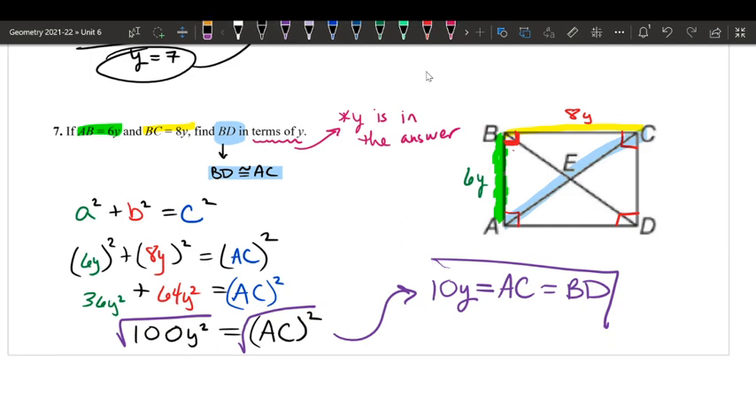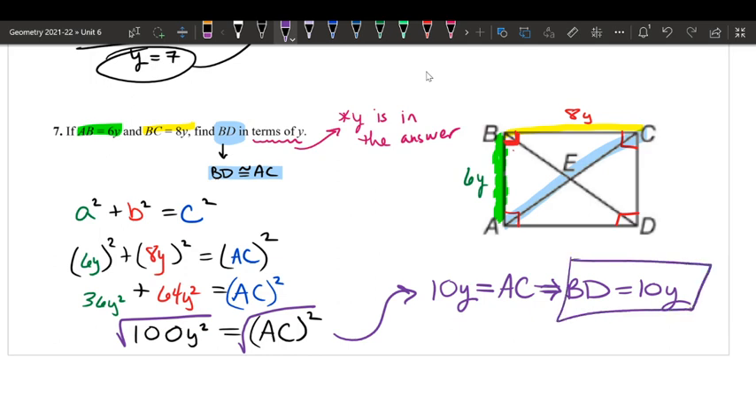I'll do it like this. So I've solved for AC, and so I can conclude, if AC equals 10y, that BD also equals 10y. I like it written that way better. I don't think you'll have one that complicated in your assignment, but it's good to see it.